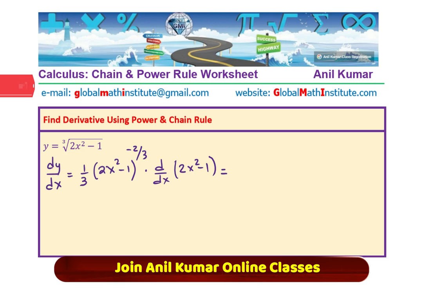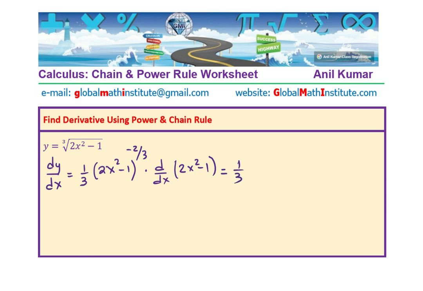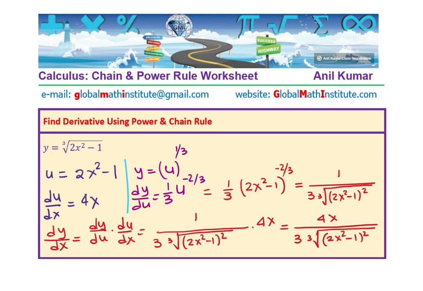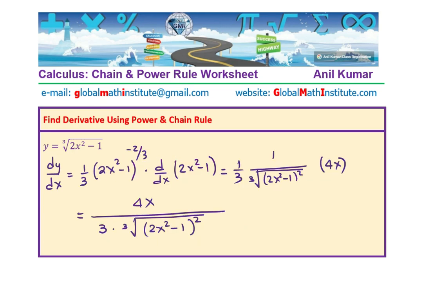Now we can write this as 1/3, and this expression is 1 over cube root of 2x squared minus 1 whole square, right? Times derivative of 2x squared minus 1, which is 4x. And so we get our final answer as we got last time, 4x over 3 times cube root of 2x squared minus 1 whole square as our answer, right? So that is how you're going to find the derivative. So I hope both these steps are absolutely clear. One by substitution, the other one in a chain rule, correct?